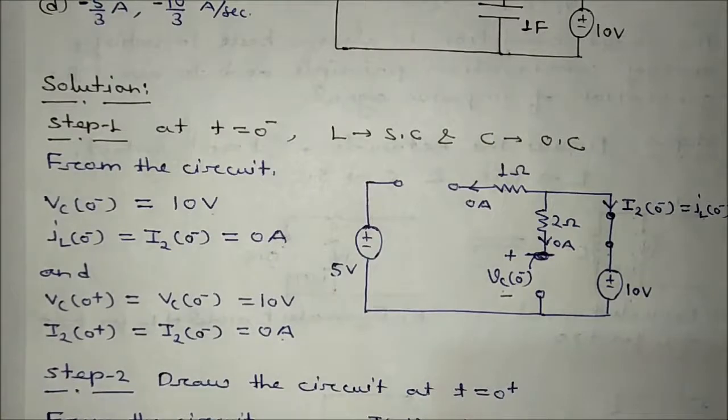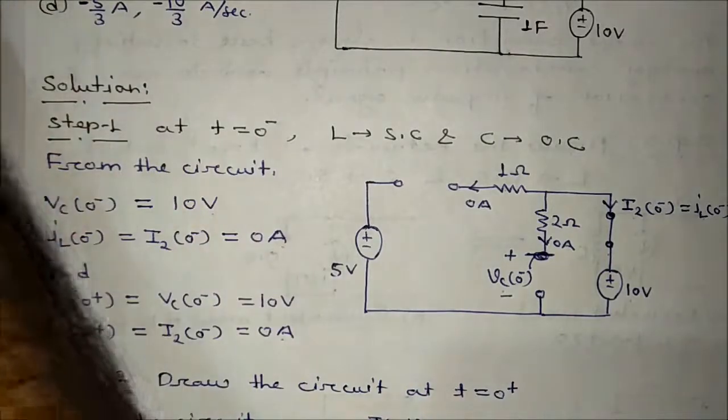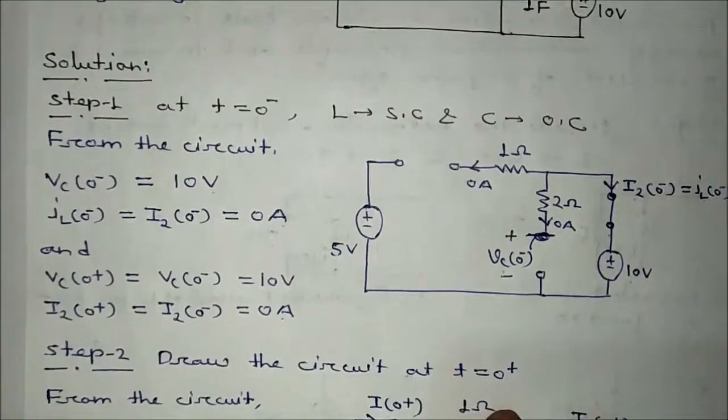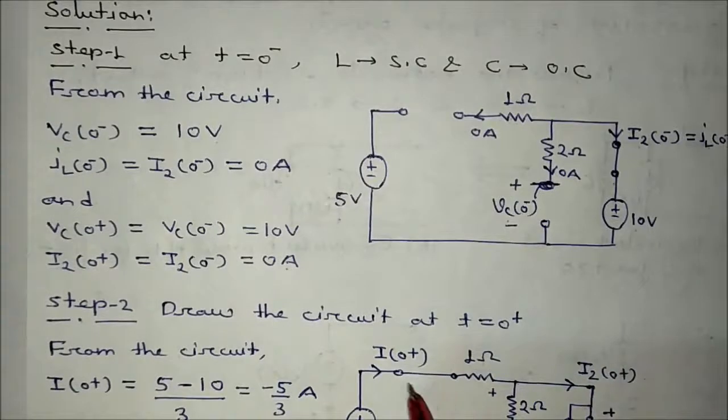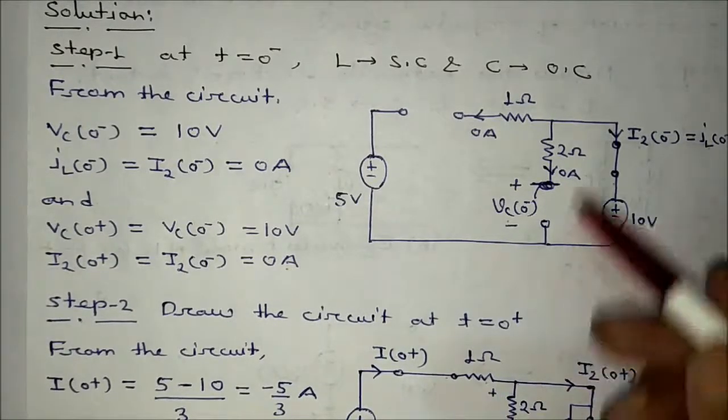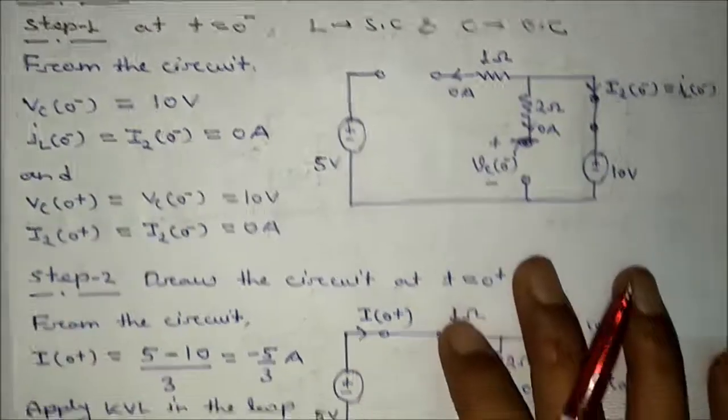What is the next step? Draw the circuit at t equal to 0 plus condition. At t equal to 0 plus, what will you do? The switch is closed. This is 1 ohm resistance. Next, this is 2 ohm resistance. This is 2 ohm resistance.